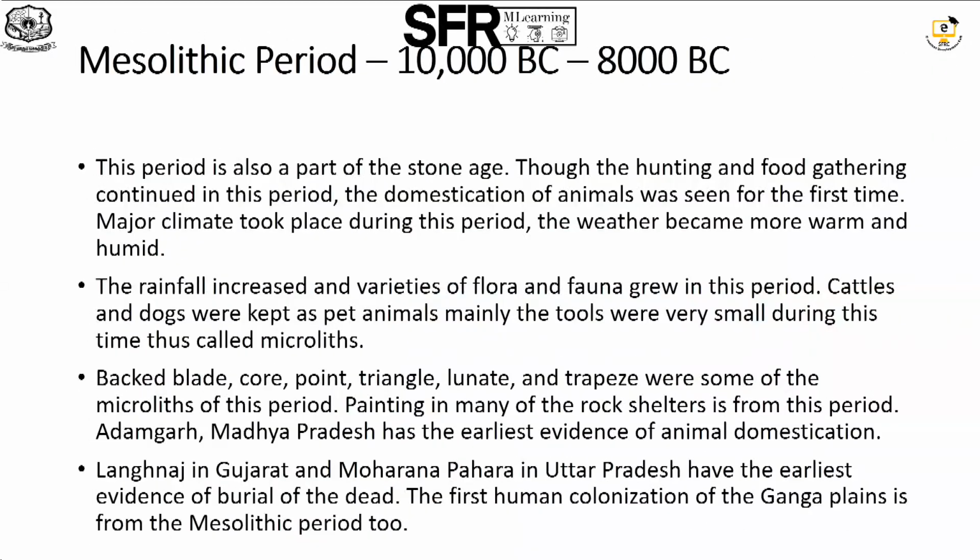And next, coming to the Mesolithic period. So, Paleolithic period, Mesolithic period and Neolithic period. The Paleolithic period consists of three types that we have already seen. Now, the Mesolithic period existed between 10,000 BC and 8,000 BC, and it is also a part of the Stone Age. Hunting and food gathering continued in this period, and domestication of animals was seen for the first time. In the Paleolithic period there was no domestication of animals, people only hunted and ate the flesh of the animals, and now the Mesolithic period witnessed the domestication of animals.